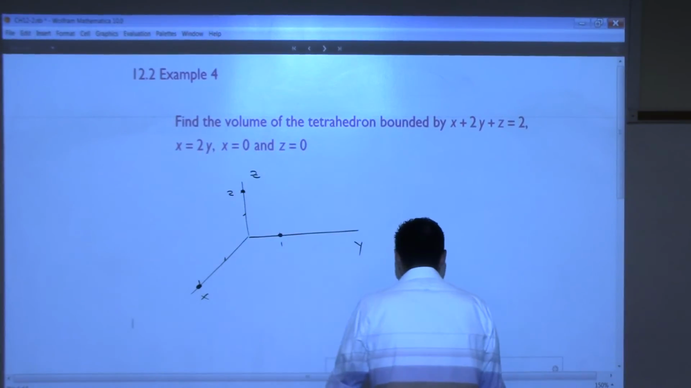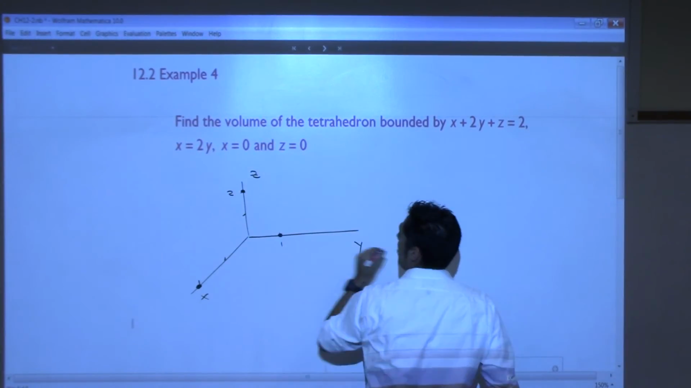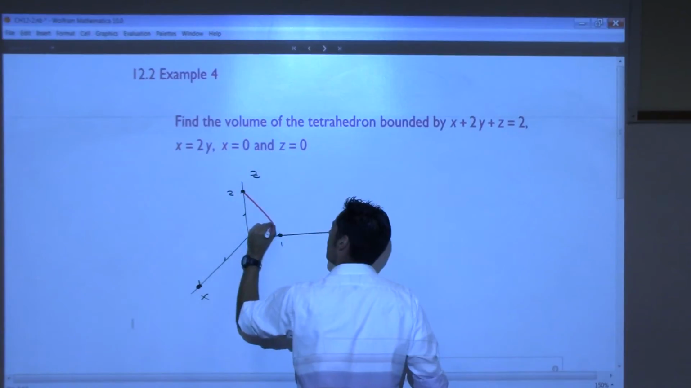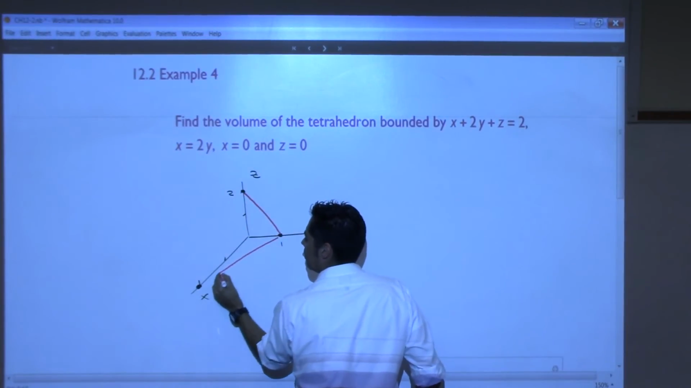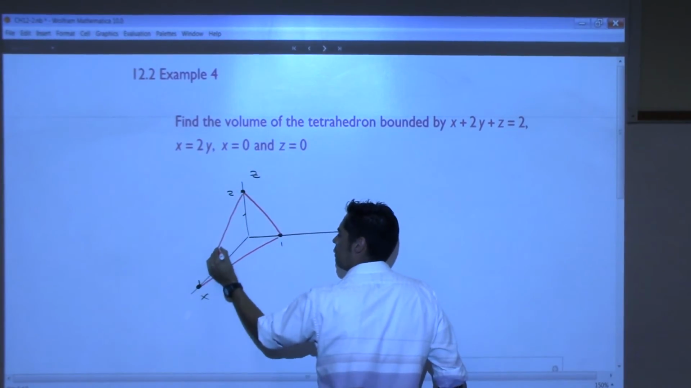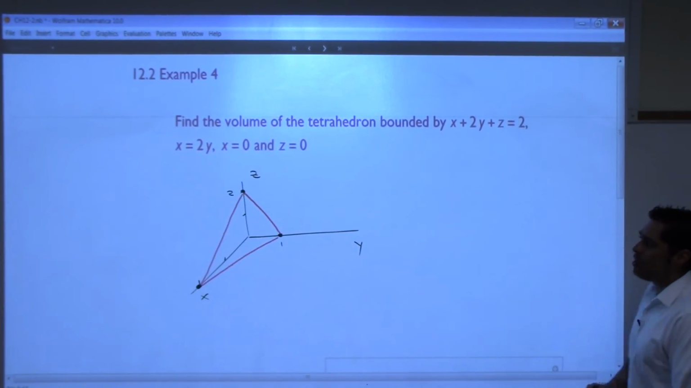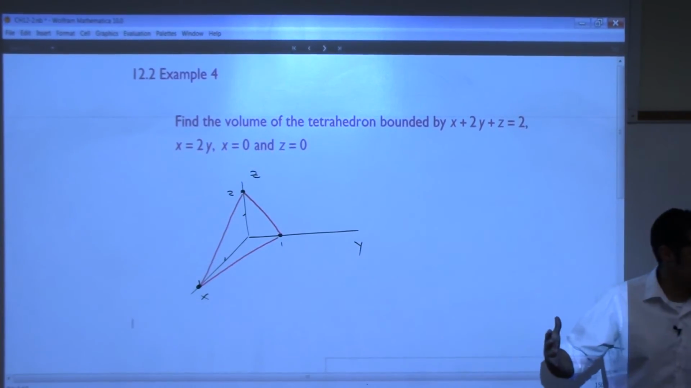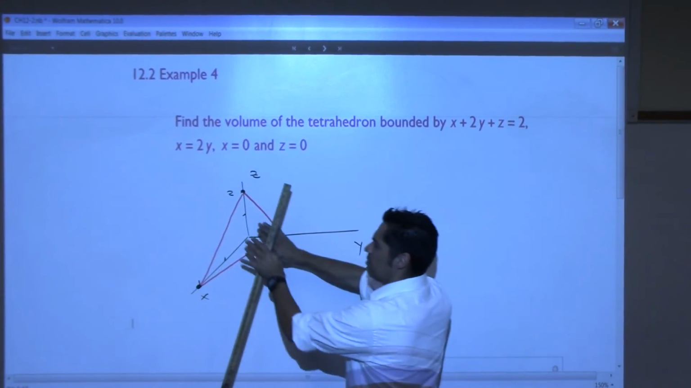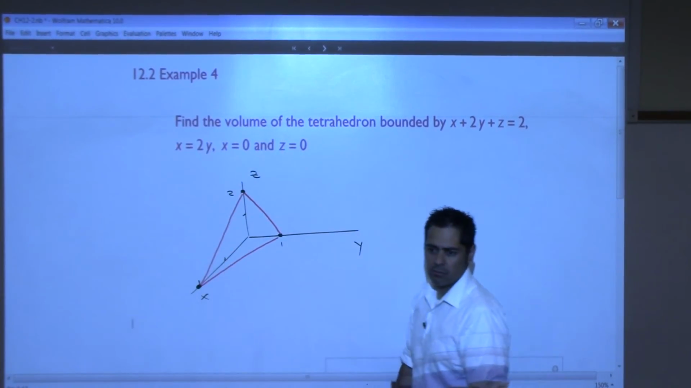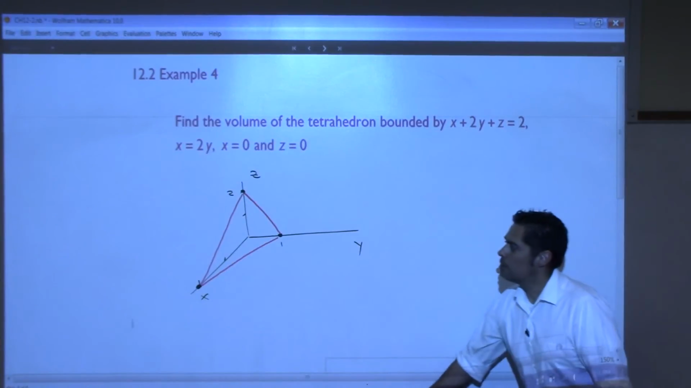So what I can tell you right now is that this plane passes through all three of those points. So if I connect them with lines, that triangle lives on that plane, doesn't it? But it still extends in every direction forever. All right.